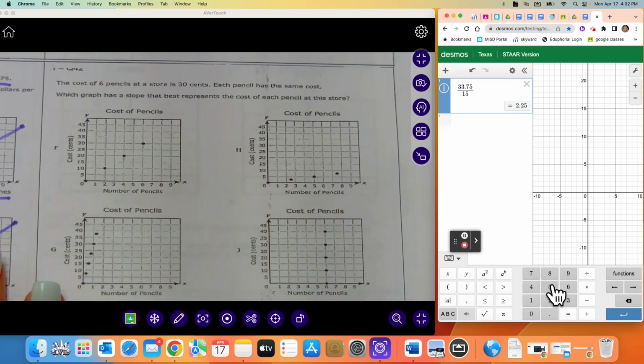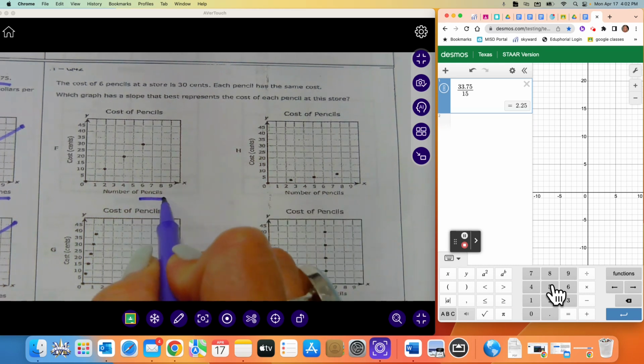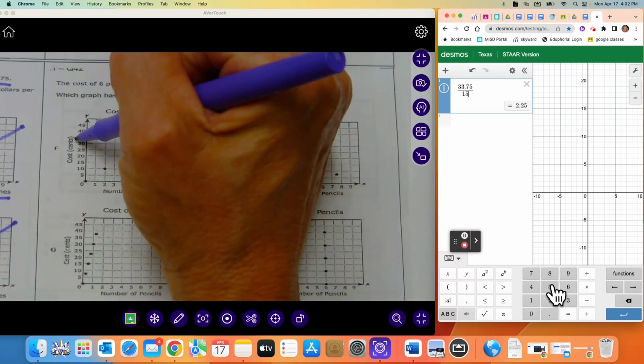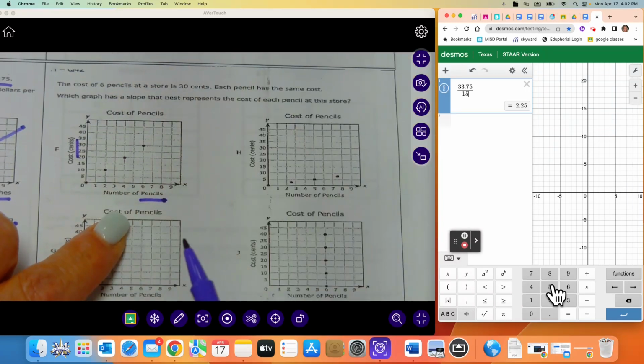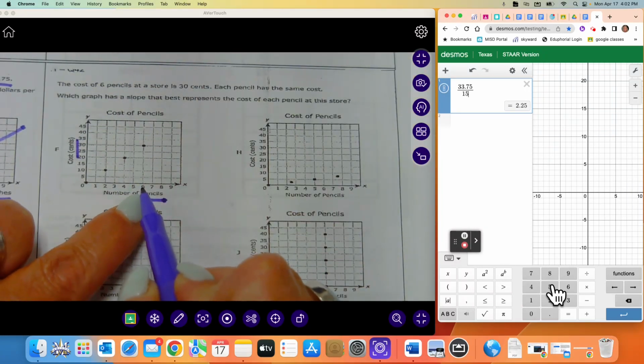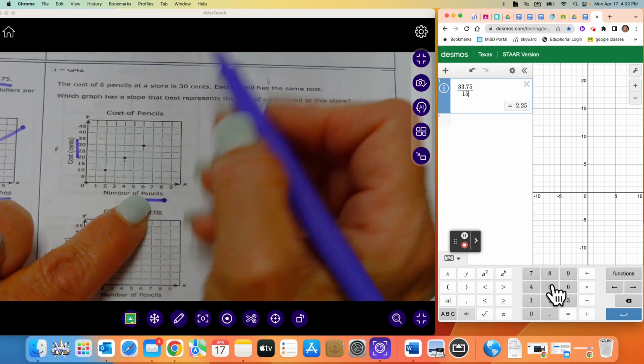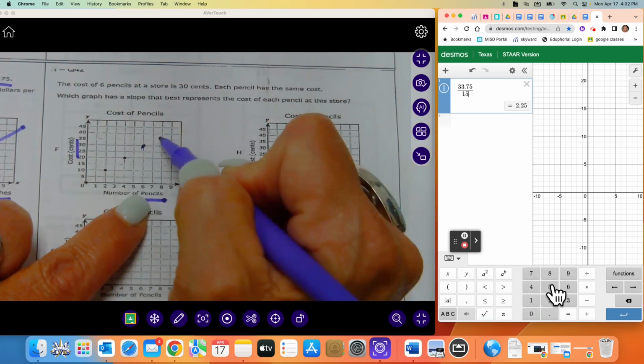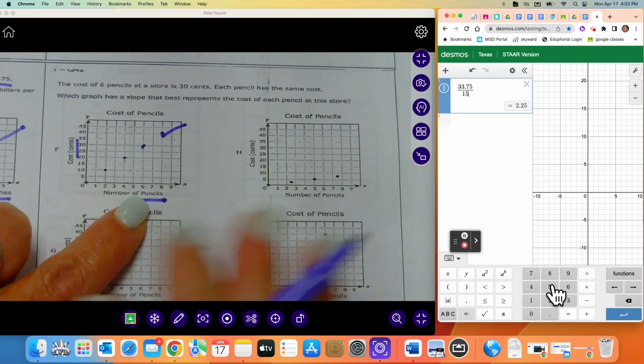The cost of 6 pencils at a store is 30 cents. Okay. Each pencil has the same cost. Which graph has a slope that best represents this? Okay. So we know that this represents pencils. This represents the cost. Okay. So what we can do is we can go over here to 6 pencils. We can go up and it's at 30 cents. Okay. So it could be this one.